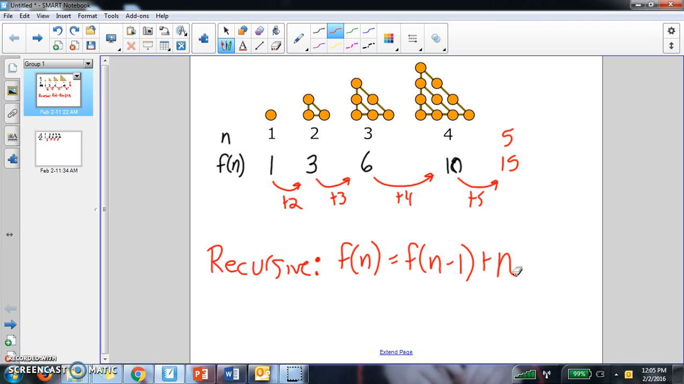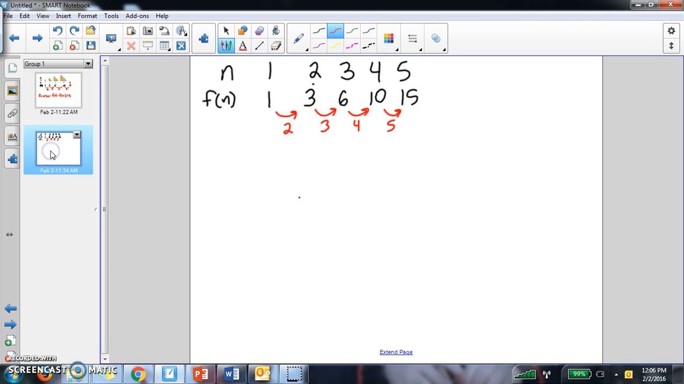However, the problem is that with the recursive formula, you always need to know the previous number to be able to find the next one in the pattern. And that can be a little tedious, especially if you're looking for higher values. So we also need to be able to find the explicit formula.